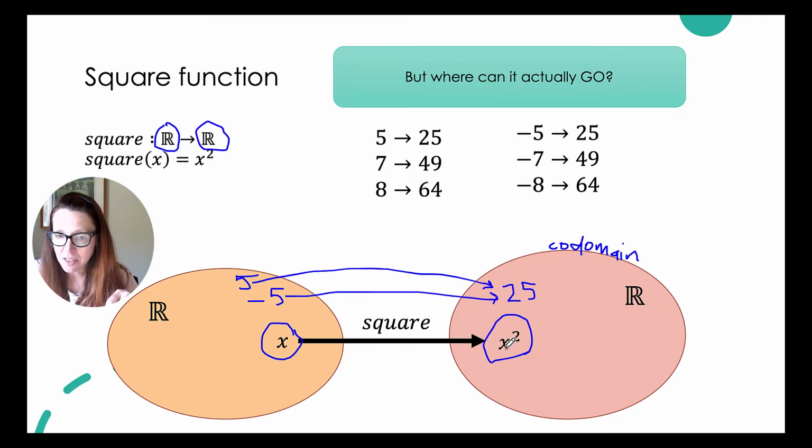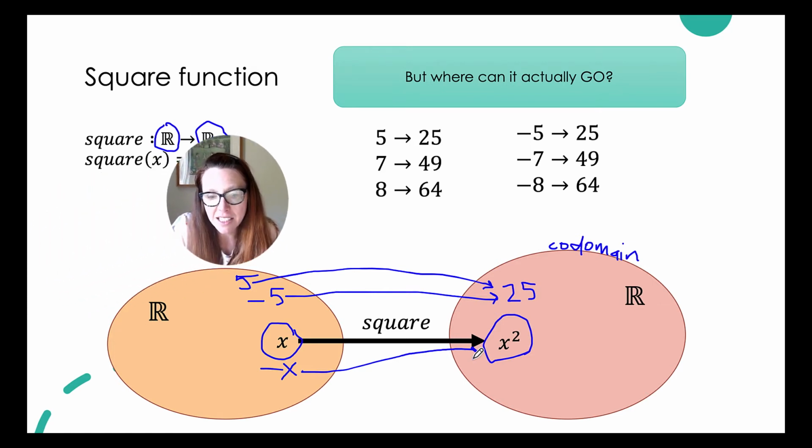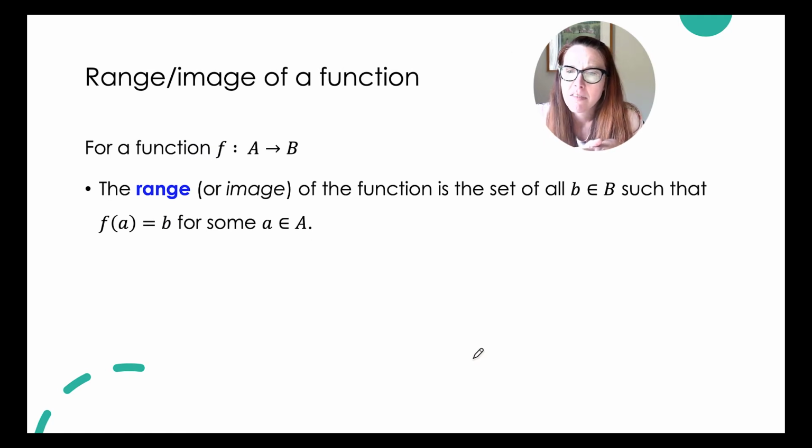So x maps to x squared, but in this scenario, negative x also maps to x squared, because negative x all squared is equal to x squared. We have this situation where we're never going to get back a negative number. If we square a positive number, we get a positive number. If we square a negative number, we also get a positive number. And so, in fact, what that means is the areas that we can actually reach within that set are only those real numbers that are positive.